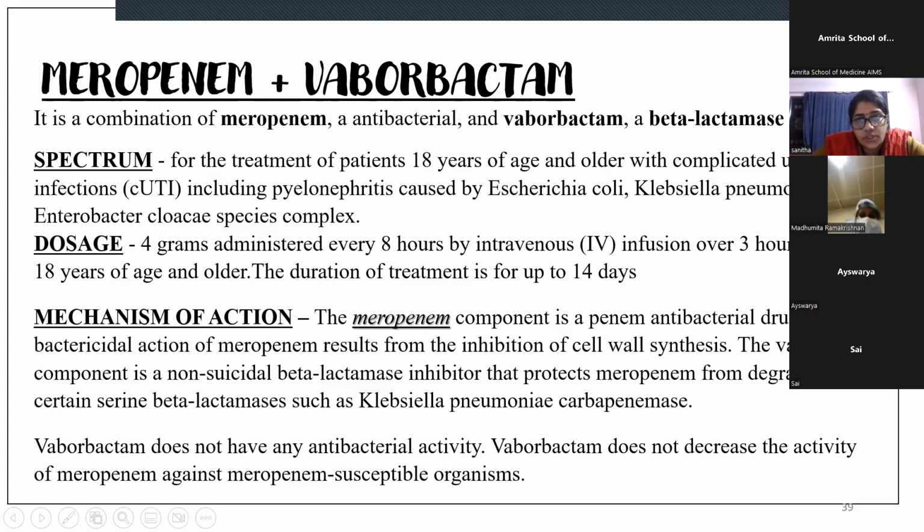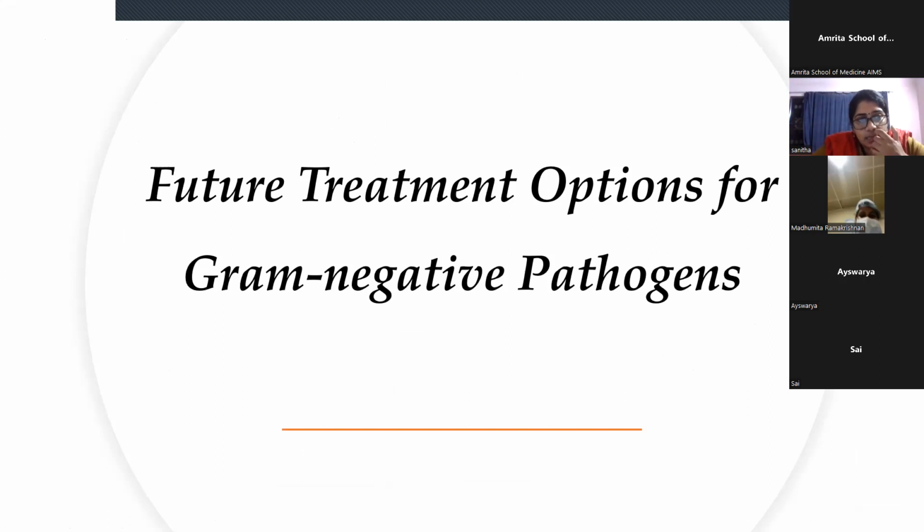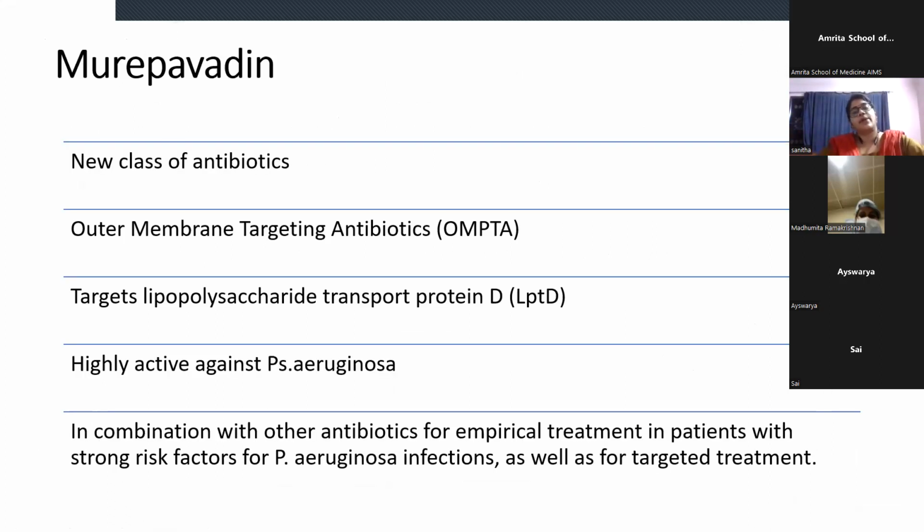So, future treatment options, there is a new class of antibiotic, the prototype is murepavadin, that is an outer membrane targeting antibiotic. So it targets the lipopolysaccharide transport protein D, and this drug is effective for Pseudomonas aeruginosa. So that is a newer class of antibiotic for gram-negative infection.